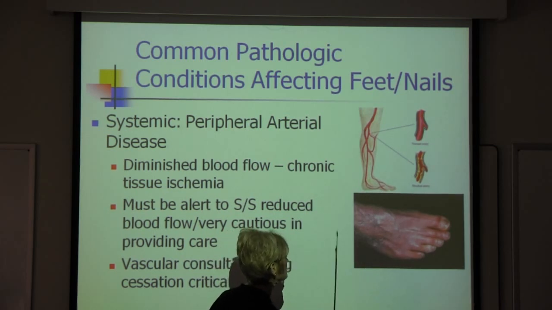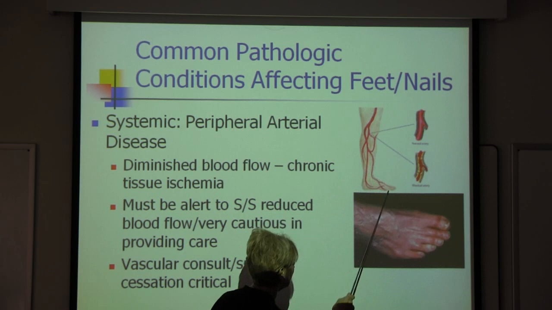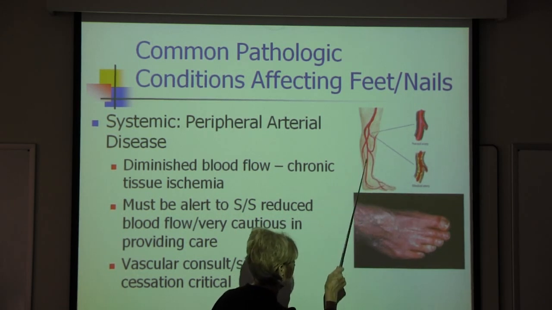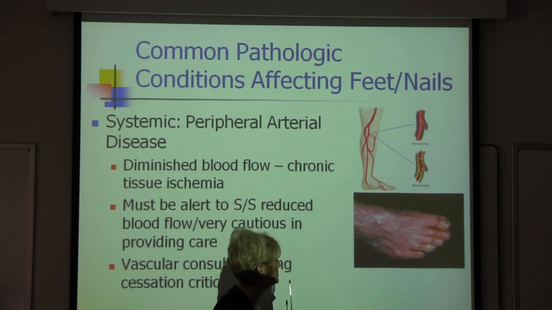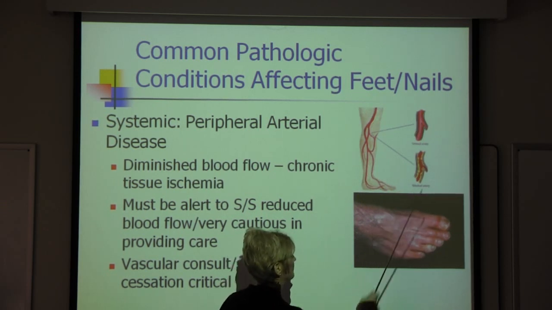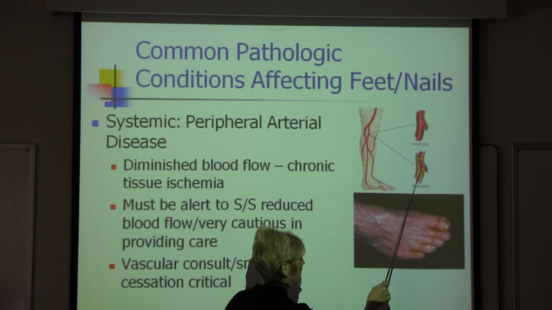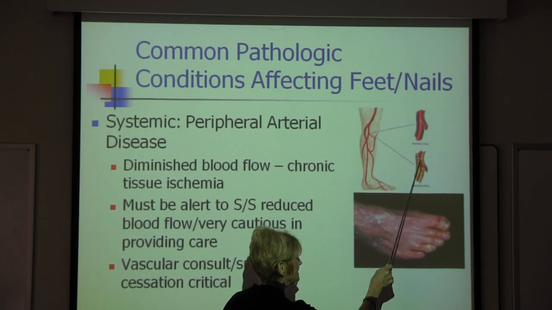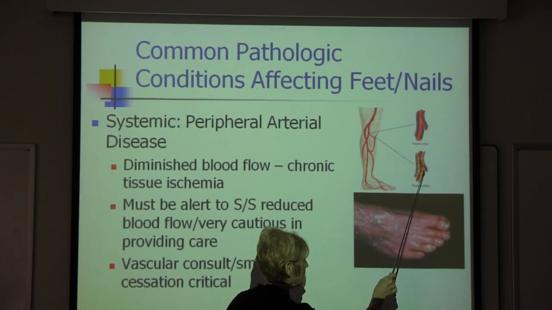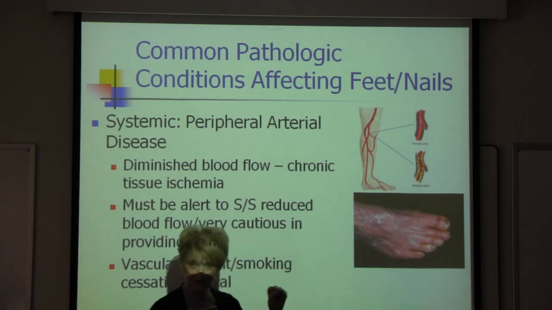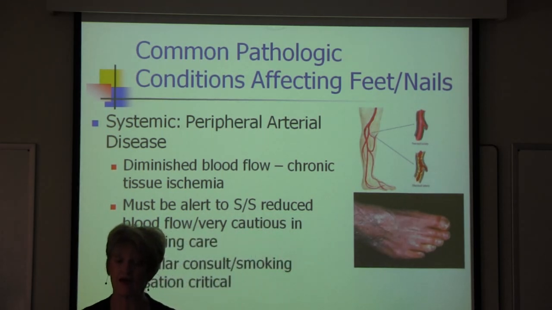Here's the normal circulatory system. You can see nice blood supply to the foot. You can see that anterior branch, posterior branch we talked about. Here's a normal vessel. Here's a vessel with advanced arterial disease, and you can see a lot of plaque formation that is narrowing the vessel wall and reducing the amount of blood that gets out to the tissues.